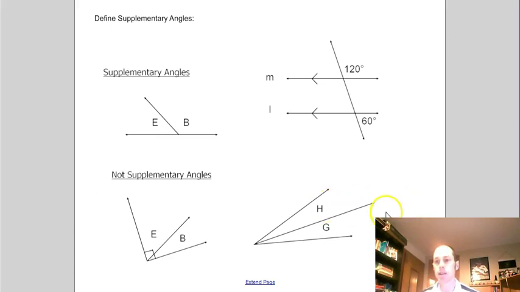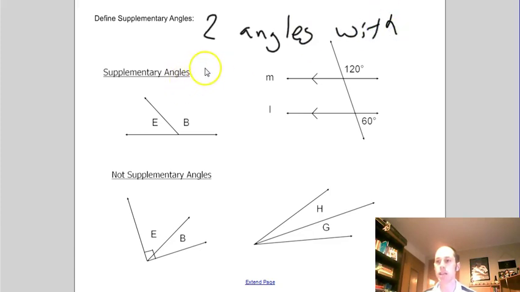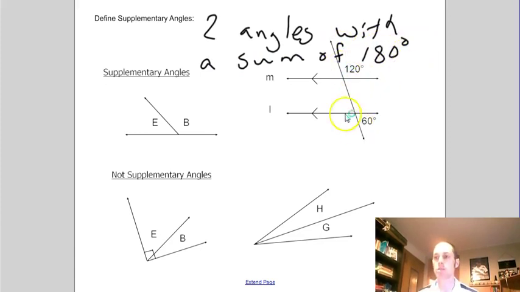Next we have the supplementary angles. Why don't you take a look at the angles E and B, 120 and 60, E and B and H and G. See if you can come up with a definition for supplementary angles. Pause it to give yourself time to think and start it when you are ready. So supplementary angles, similar to complementary angles, are two angles with a sum of 180 degrees. Just like complementary, they don't necessarily need to be adjacent. It's two angles that combine to give us 180 degrees.